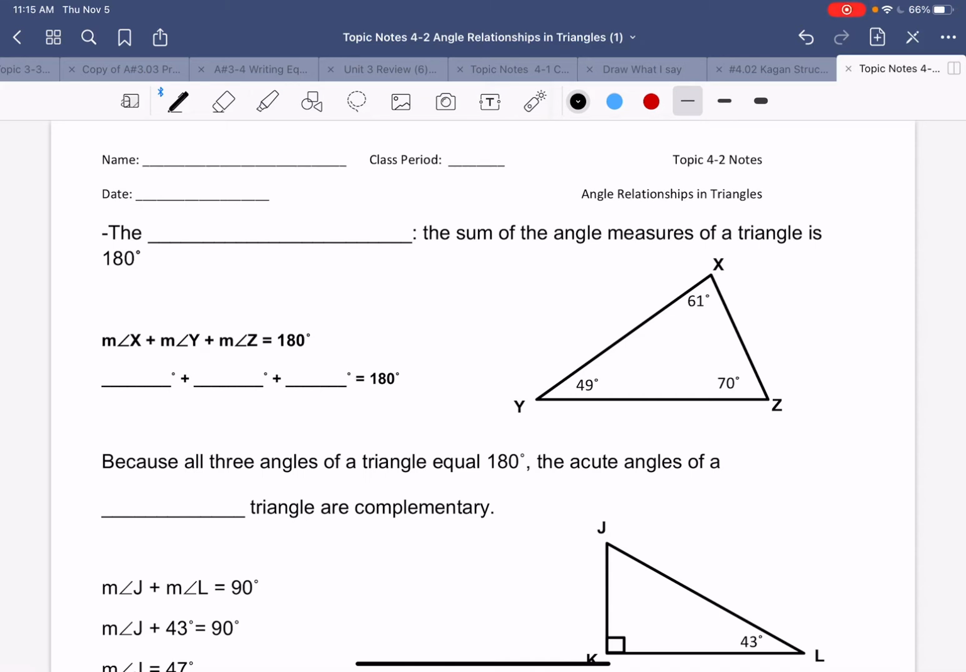All right, so we are going to go into how to find missing angles in a triangle.